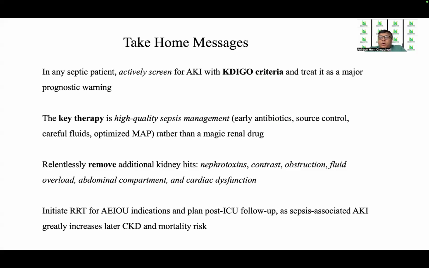So the take-home message from all these three cases is that in any septic patient, actively screen for AKI with KDIGO criteria and treat it as a major prognostic warning. The key therapy is always high-quality sepsis management: early antibiotics, source control, careful fluids, and optimized MAP. There is no magic bullet, no magic renal drug which can prevent it. And relentlessly remove additional kidney hits like nephrotoxins, contrast, obstruction, fluid overload, abdominal compartment, and cardiac dysfunction. This is very critical for the recovery of the patient.